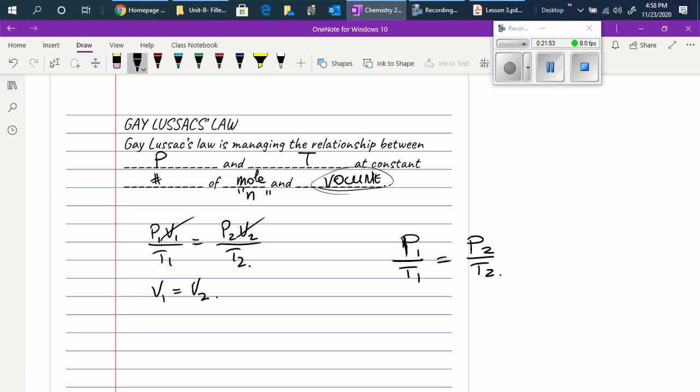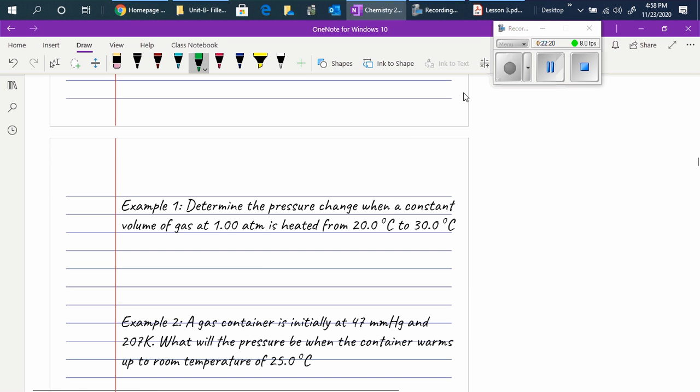It is the same logic as we had for volume and temperature. They are directly proportional to each other. If you increase the pressure, you have to increase the temperature, and if you decrease the pressure, then you decrease the temperature. Or if the pressure is increased, then you should expect an increase in temperature as well, or if the pressure is decreased, then you should expect a decrease in temperature as well.